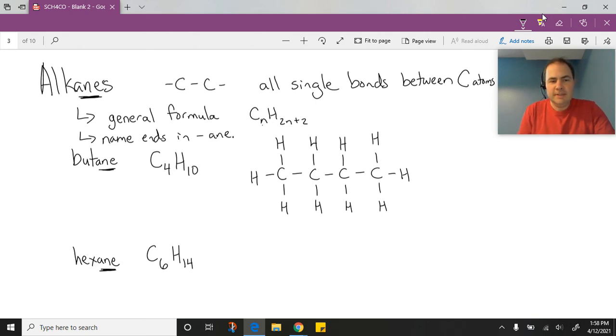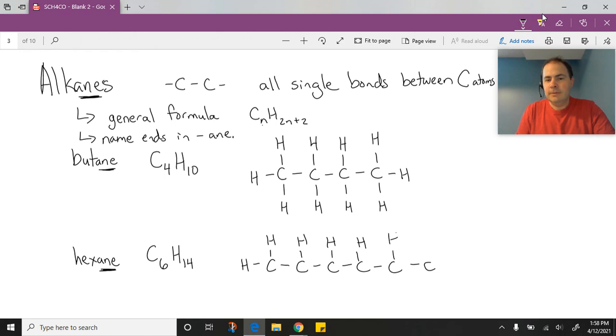And so if we're looking at our example of hexane, C6H14, again, we know because it's "ane", all 6 of the carbons are single bonded together. And then it's just a matter of bonding in all our hydrogens. So we're going to place our 14 hydrogens around that hydrocarbon. And there is our alkane. So these are alkanes.